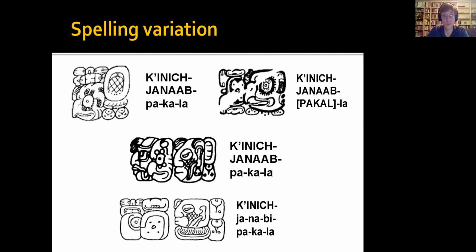And those examples were not all. You have more examples of the name Kinich Janaab Pakal. And you kind of wonder, how do people learn all these things from context? Just train your eyes. First, you don't have to do it, but that's what epigraphy is all about.